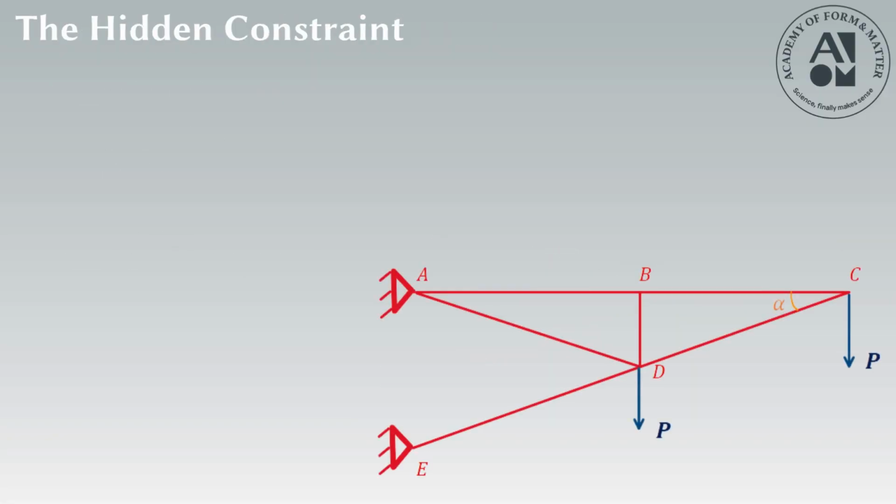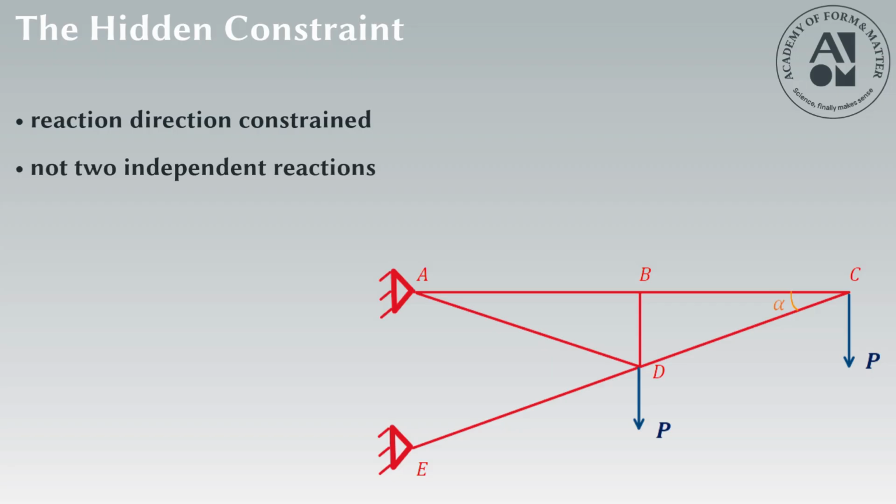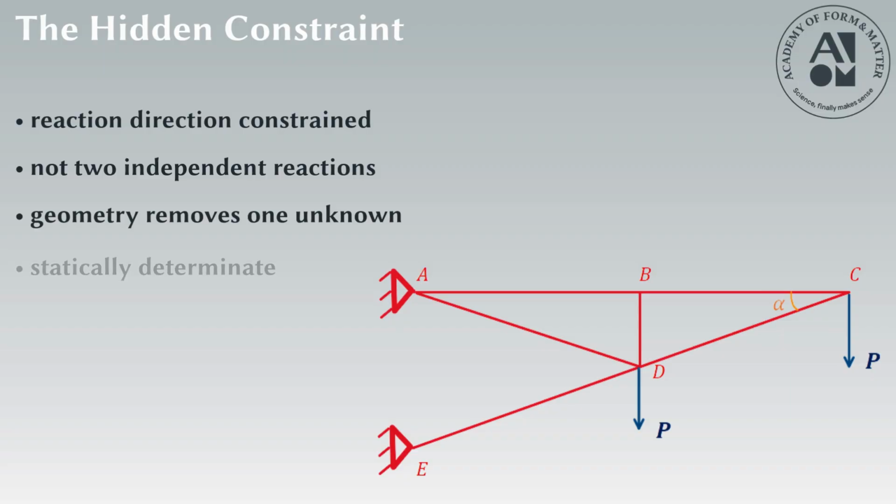And this is the key idea. At first glance, the lower support appeared to provide 2 independent reactions, but it does not. The geometry of the truss forces that reaction to act along a specific direction. So one apparent degree of freedom never really existed. The structure itself eliminates it. And that is why the truss remains statically determinate.